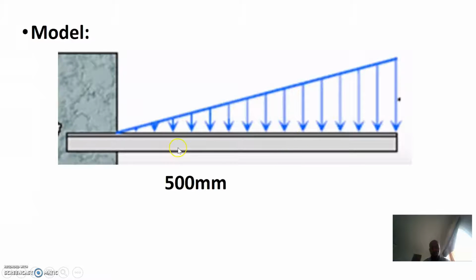I want to use the I-beam in a cantilever condition, which means one end is fixed and the other end is free. The length of my I-beam is going to be 500 millimeter, and the load that I will apply on my I-beam is not going to be a constant load. As you can see, the load increases as the length of the beam increases as well.